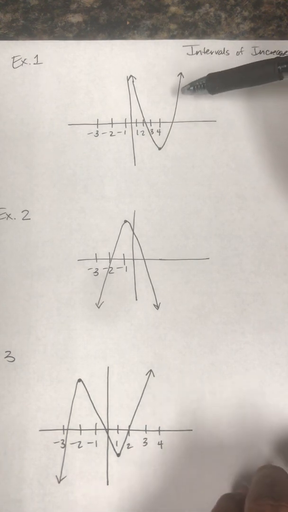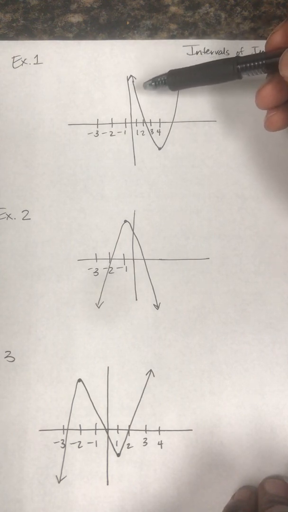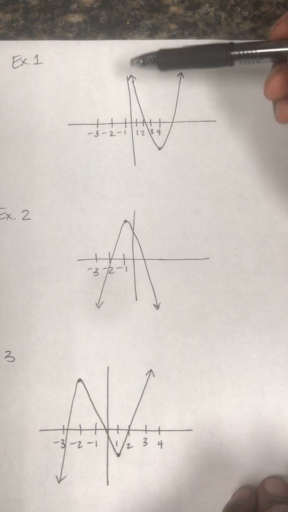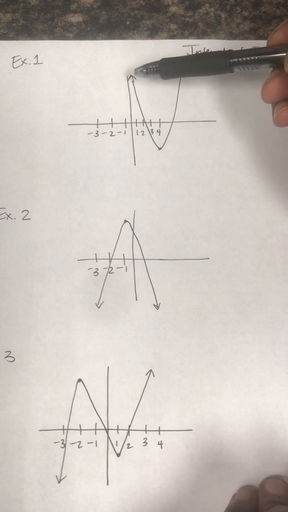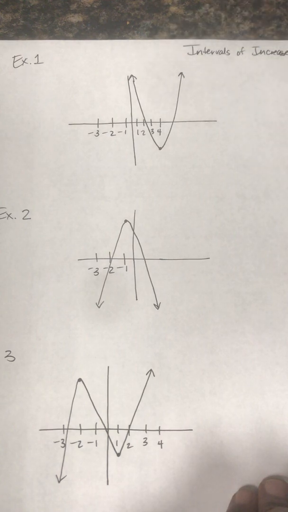Now, the first example we got is something we saw in Algebra 1. It's a simple quadratic graph. We start off, and just like when you read your text messages or read a book, you always read from left to right. And that's the same concept when we're talking about intervals of increase and decrease.